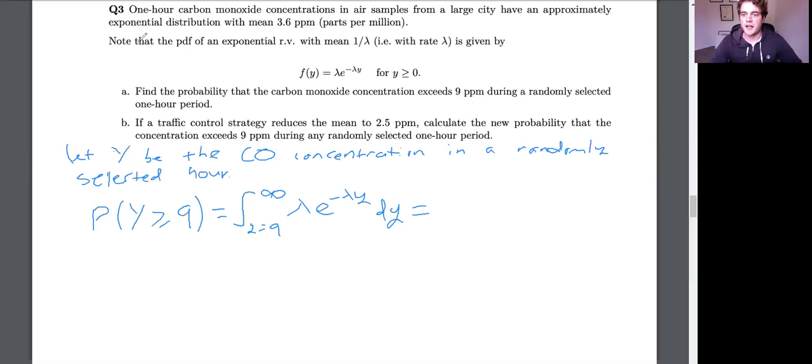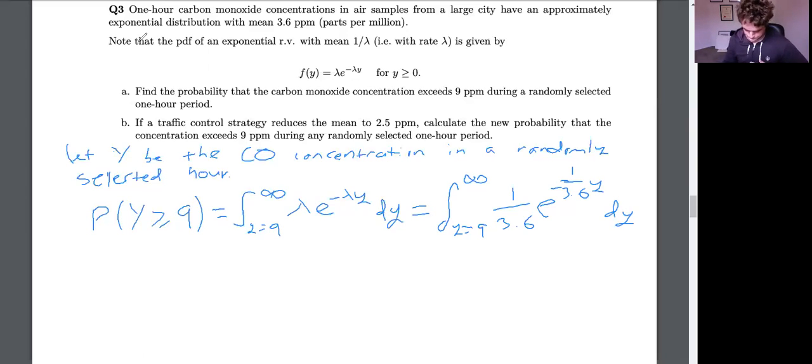Now, we've been quoted that our exponential has a mean of 3.6 parts per million, but this exponential PDF is parameterized in the question in terms of the rate. And we're given that the relationship between the rate, lambda, and the mean is that the mean is 1 over the rate, or 1 over lambda. So in this case, the mean is 3.6, so our rate is going to be lambda equals 1 over 3.6. So we integrate from Y equals 9 to infinity of 1 over 3.6, because that's our rate, e to the negative 1 over 3.6 Y dY.